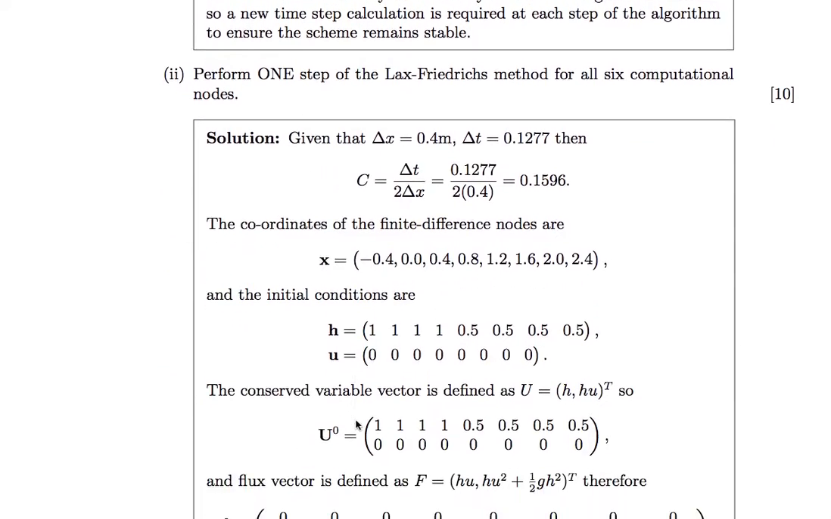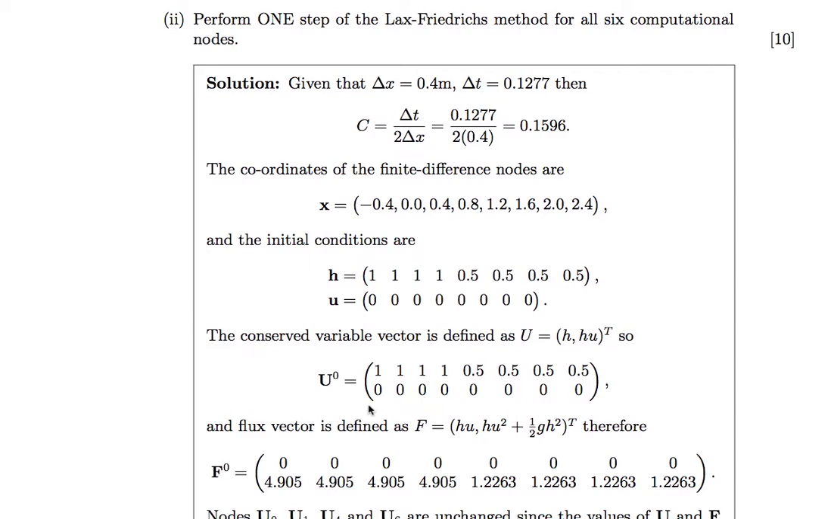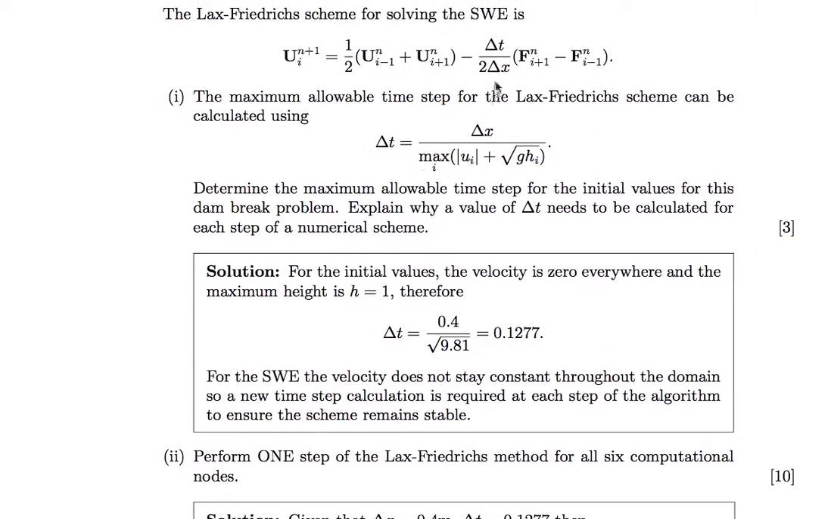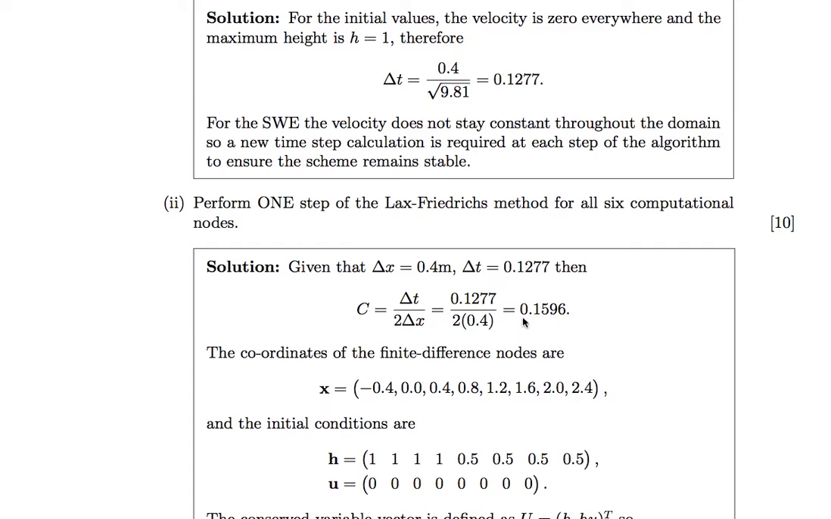Okay, and the final part is perform one step of the Lax-Friedrichs method for all 6 computational nodes. So first thing I've done is delta t over 2 delta x, which is this term here. That's going to be constant for whatever node we're dealing with, so we can calculate that. It's quite an easy calculation.